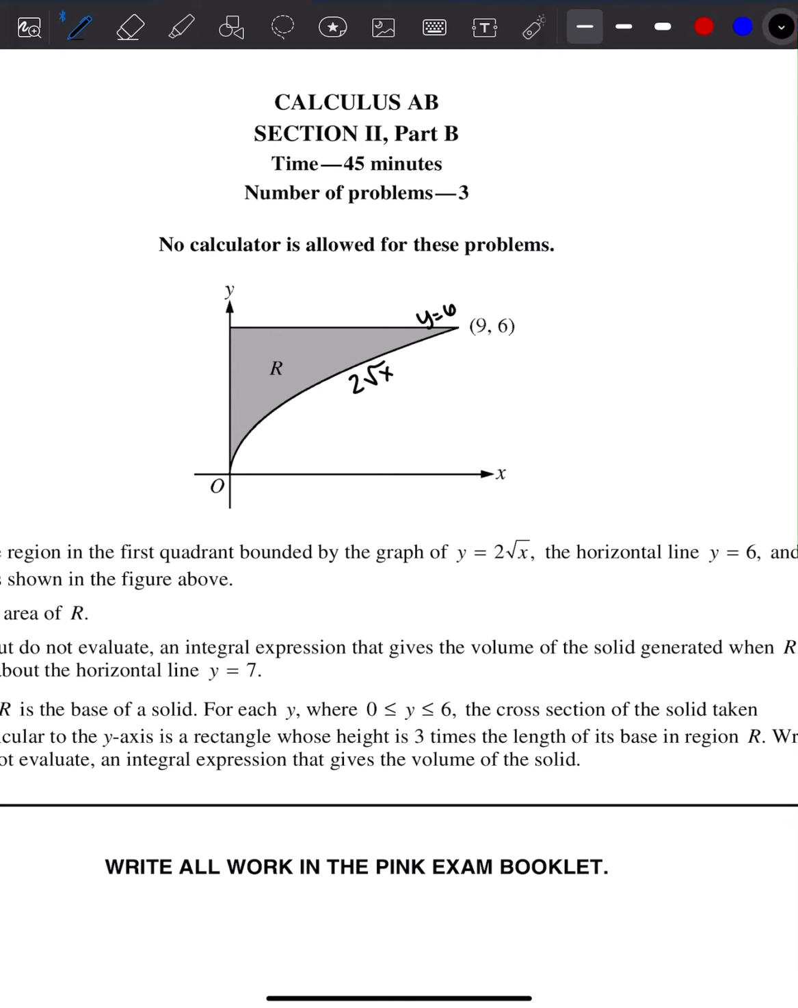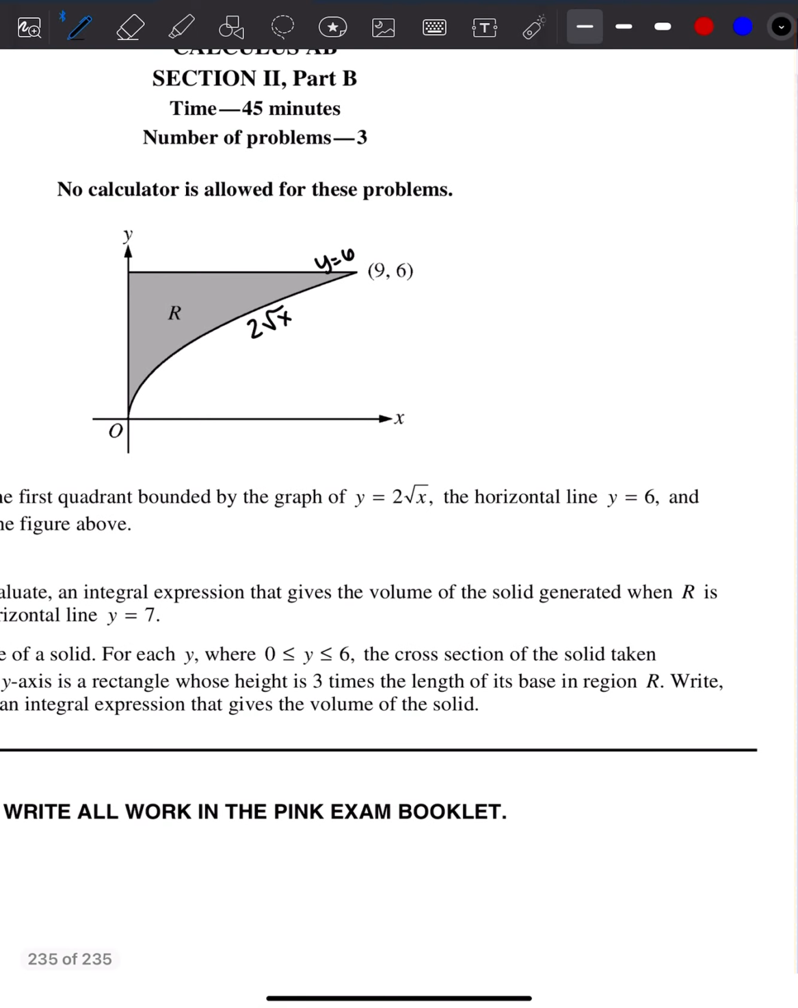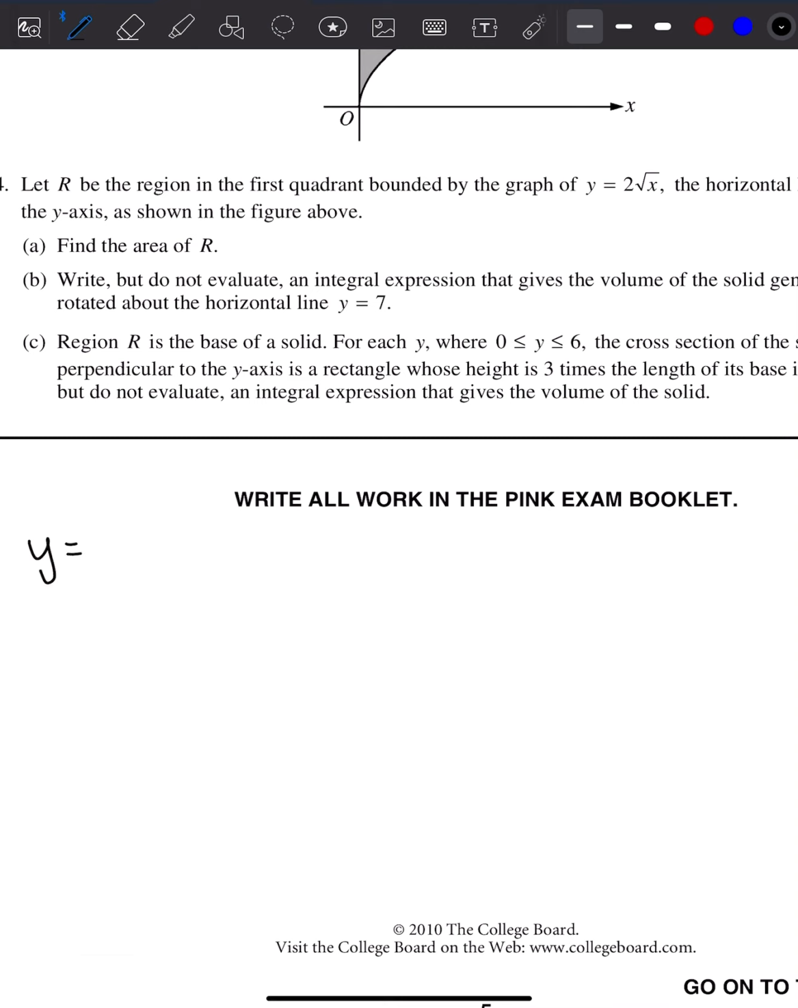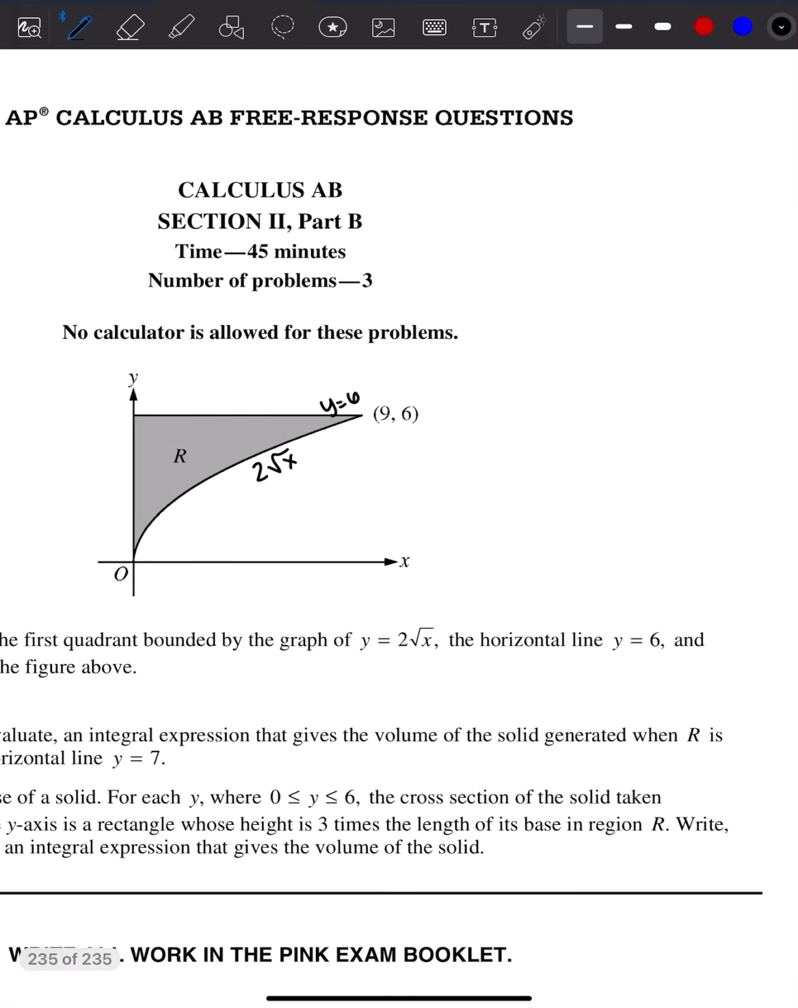So one of the things that we may need to do is change y equals 2 square root of x into an x equals equation. In doing so, we're going to divide both sides by 2, and we are going to square both sides. So we have y squared over 4, because of 2 squared, equals x. So this is the equation that we kind of want to deal with. Y squared over 4 is going to be the distance between the curve and the y-axis. So this is going to be that slice of our base.